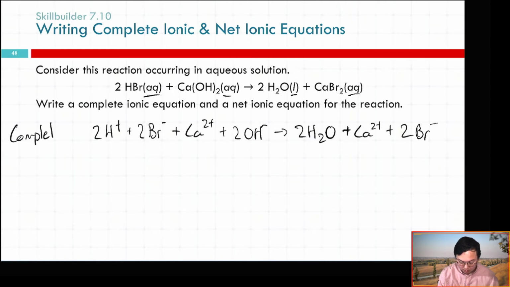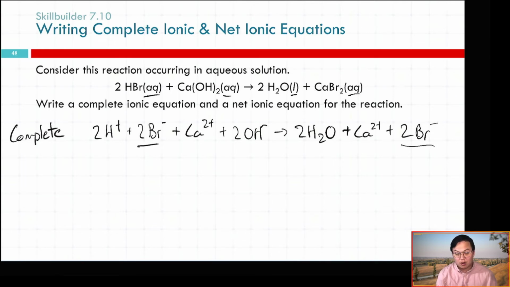Why isn't it 1Br? Don't you do the crisscross? Why isn't it calcium and just regular Br? It's because we've got ions here. So it's 2 Br minus instead of 1 Br2, because this doesn't exist as Br2 in solution. And you'll see too that it matches with the left side. Okay, sorry, go ahead.